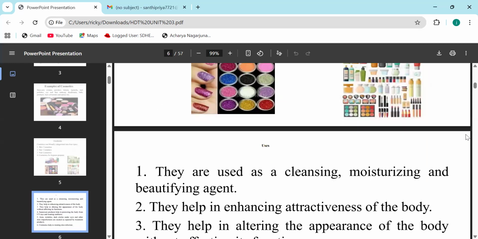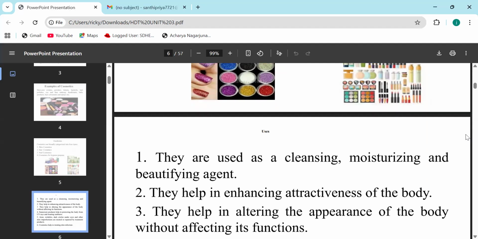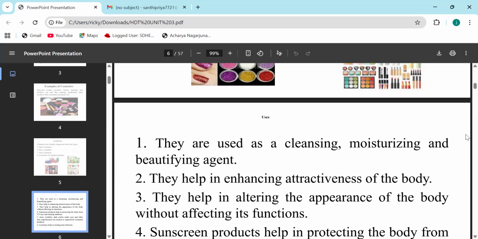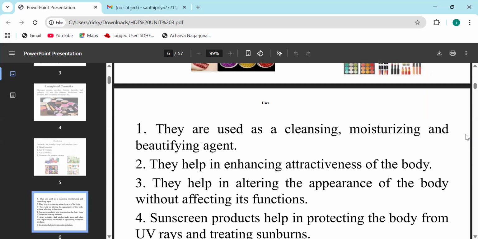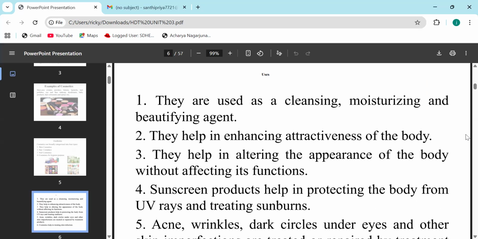So first, they are used as cleansing, moisturizing, and beautifying agents. And they help to enhance the attractiveness of the body. They help in altering the appearance of the body without affecting its functions. And sunscreen products help in protecting the body from UV rays and treating sunburns. We can see that in daily life, some people use SPFs, sun protection factors. So these sunscreen products help in protecting the body from UV rays.